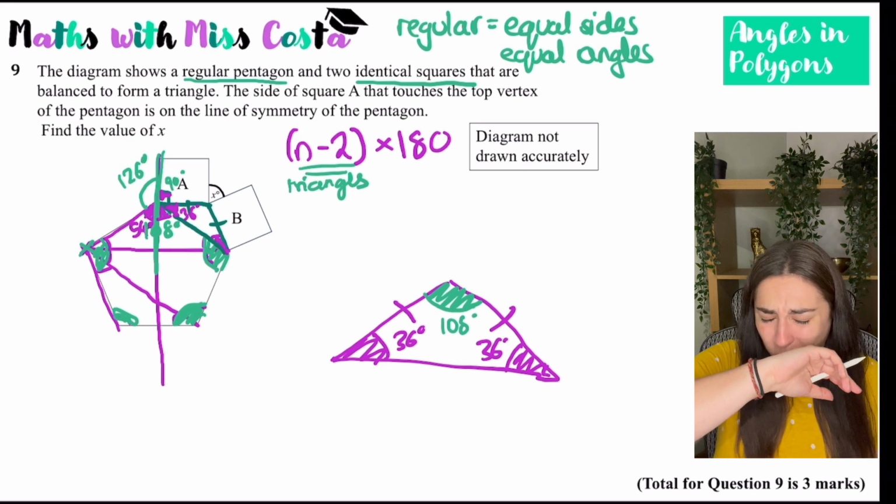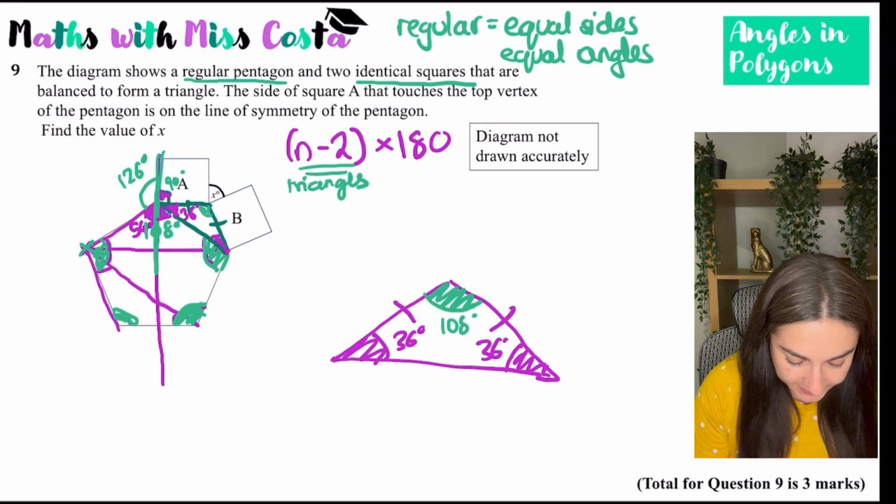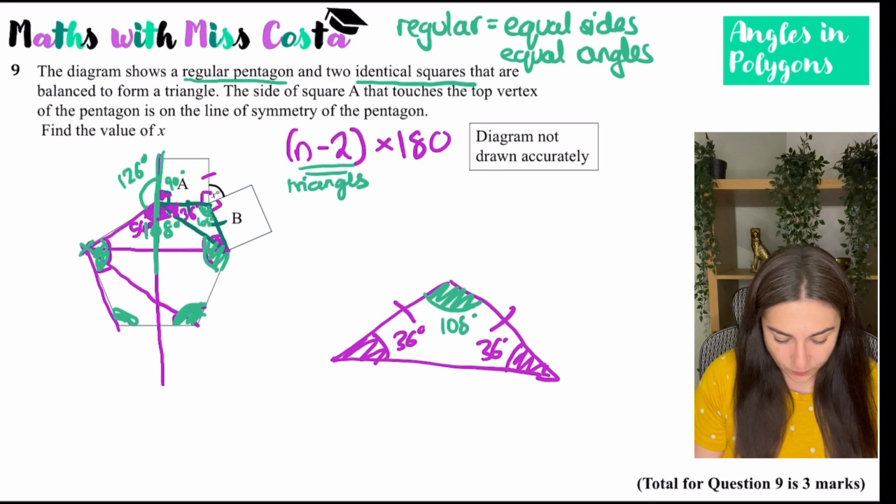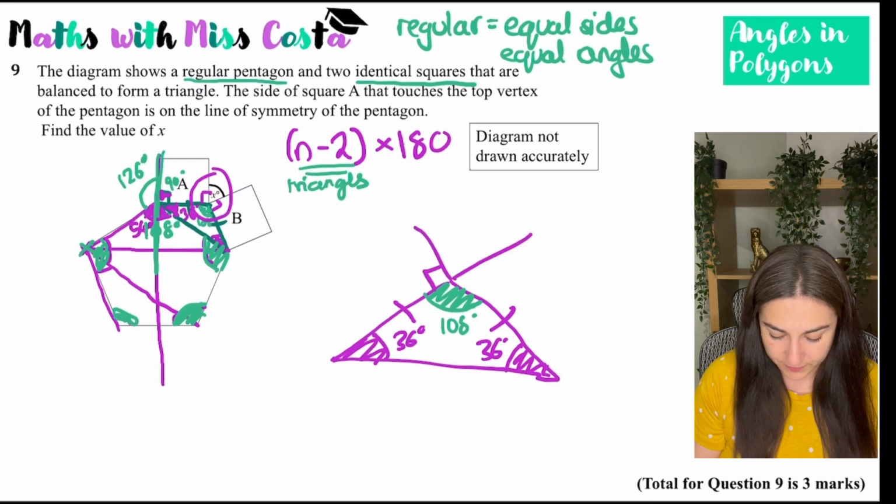So I know that this angle here must be 108 degrees. These are my squares, so I know these two angles are 90. And once again, I've got angles at a point. So you could visualize it like that.